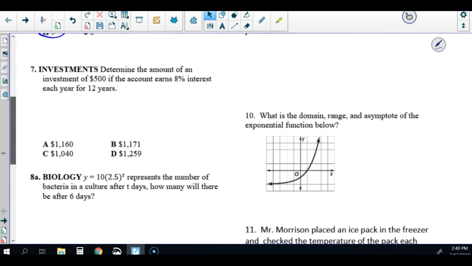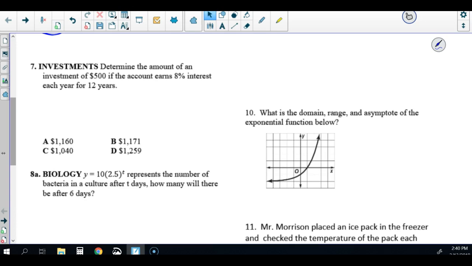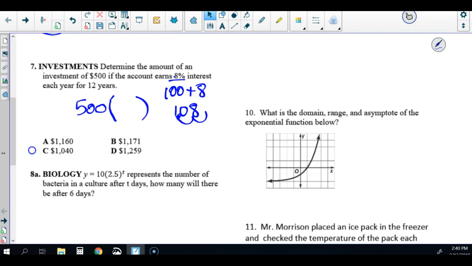Number 7. Determine the amount of an investment of $500 if the account earns 8% interest each year for 12 years. We haven't really talked about investments, but this is an exponential function. Start with $500. It is going up 8%, so we add that to 100 to get 108, and convert to a decimal: 1.08 to the power of X. So that is our equation. After 12 years, we plug in a 12 instead of the X.